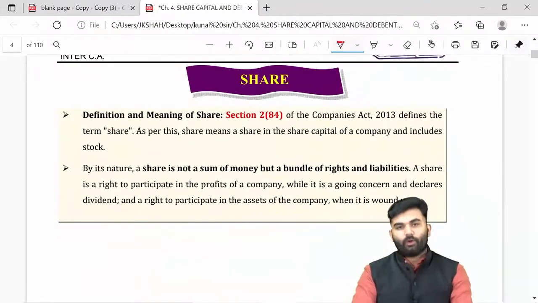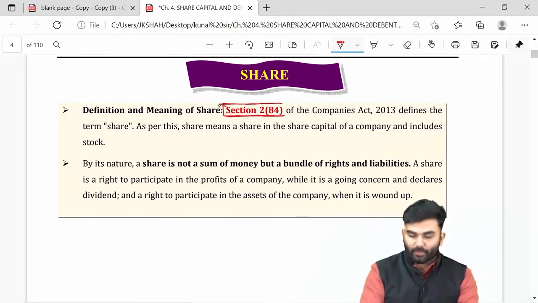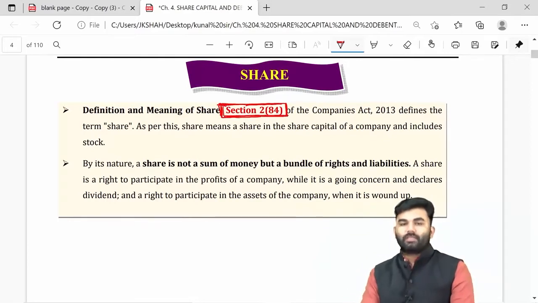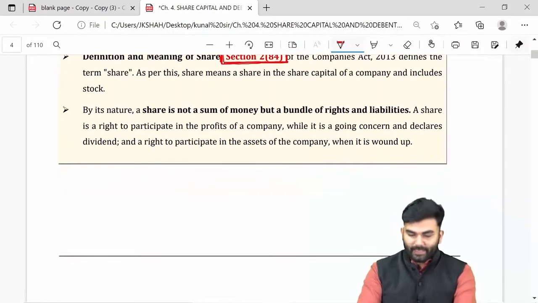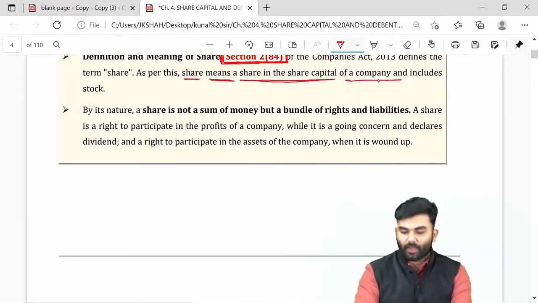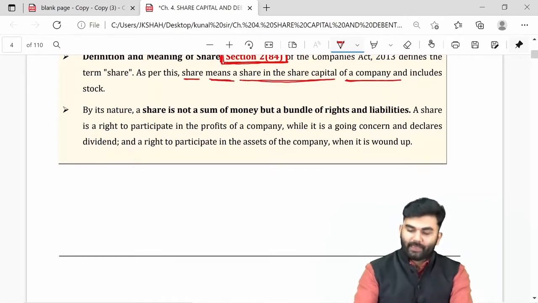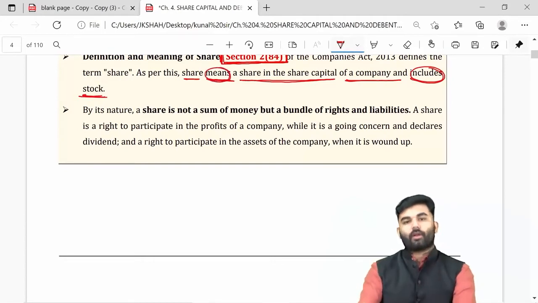Let us move on ahead towards the next part, that is the definition of the word share. The word share is defined under Section 2, clause 84 of the Companies Act 2013. The lawmaker says share means a share in the share capital of a company, and it includes stock as well.